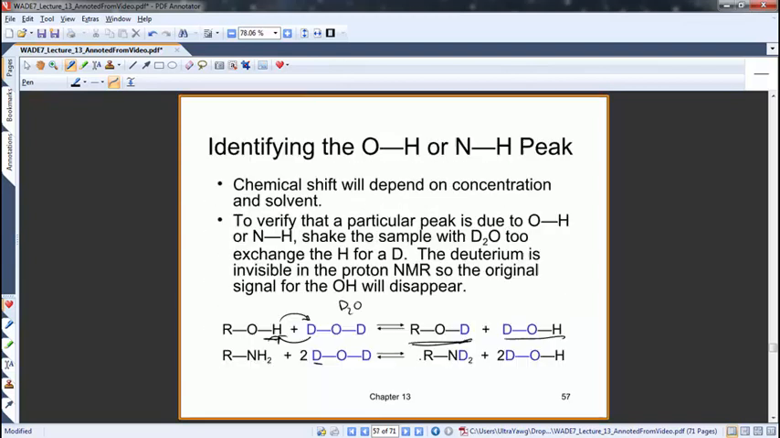And so let's see if we can show an example of that. So in the top case, you had an alcohol, which was kind of a broad peak. After you add deuterium to your sample, that peak will disappear. If it does disappear, you know that was the one that corresponded to this hydrogen. Okay, so that's it for proton NMR.